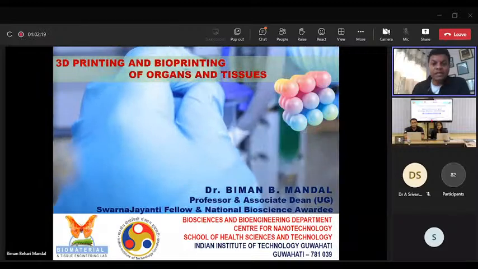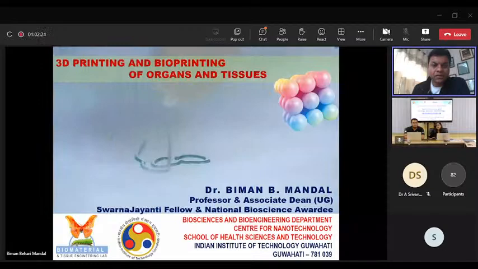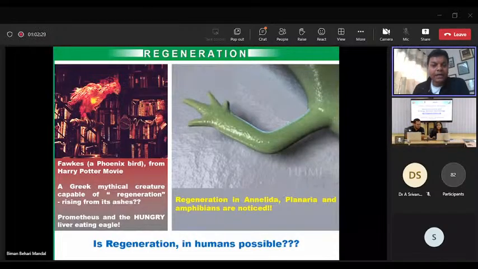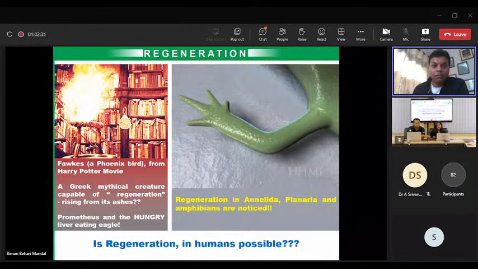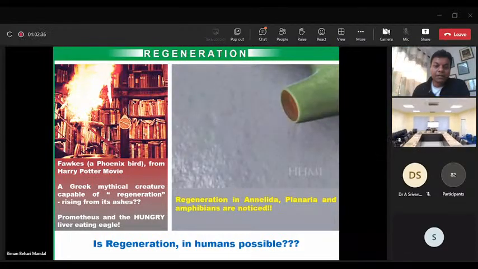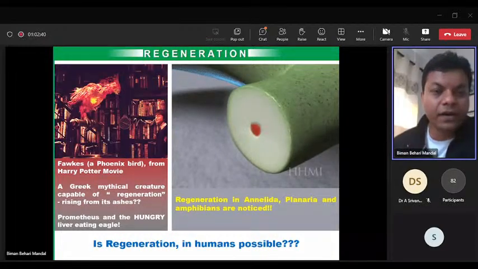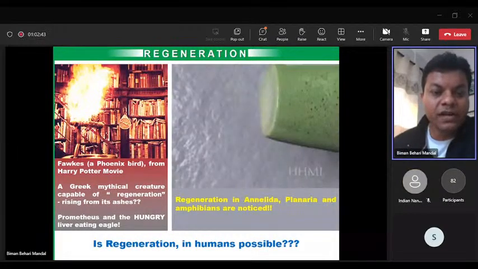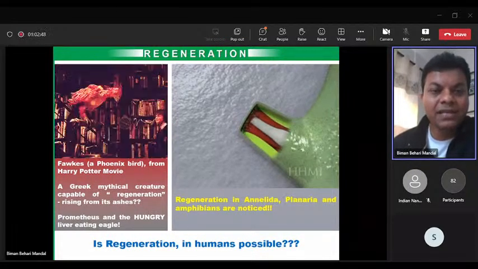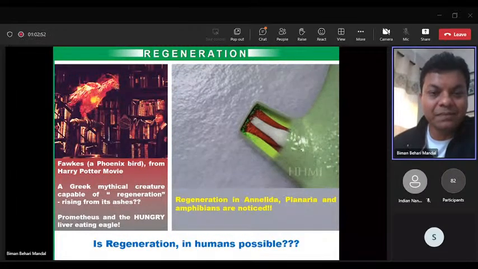Now, my association primarily is with the BSB department, which is the Biosciences and Bioengineering department. I'm also associated with the Center for Nanotechnology and the School of Health Sciences and Technology. And as I said, we look at how humans can regenerate. Of course, the concept of regeneration is time immemorial, and we have heard about it in novels and in movies. We have looked at how from a single cell, an entire human can be regenerated, and what we talk about is stem cells.